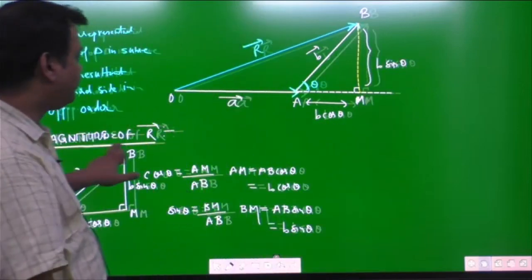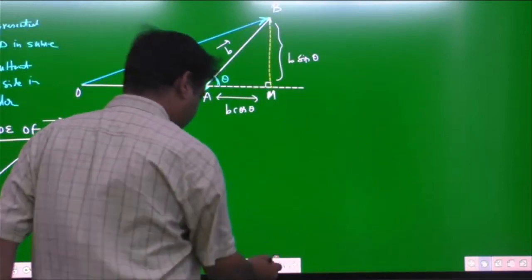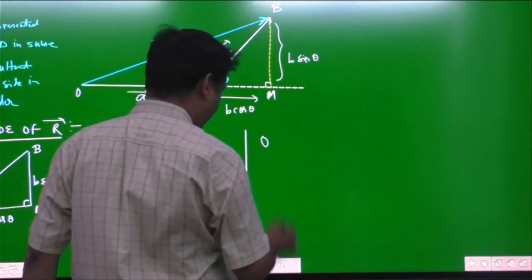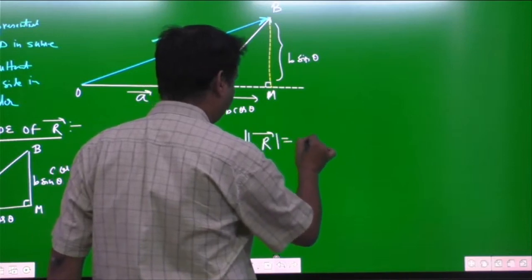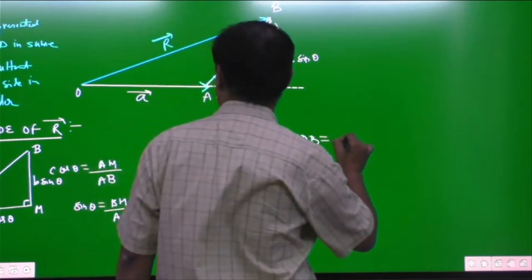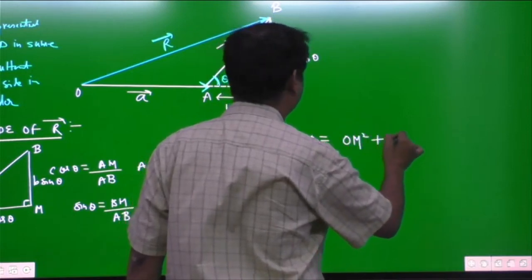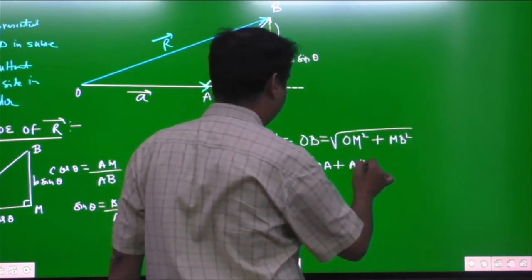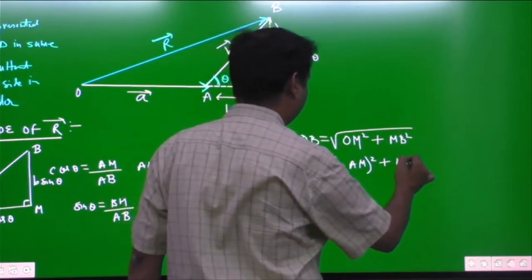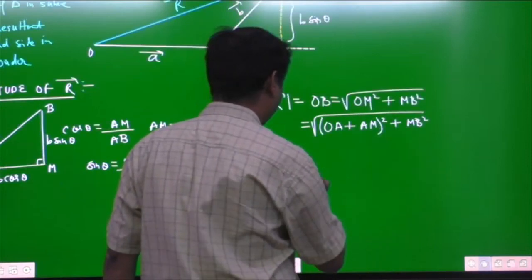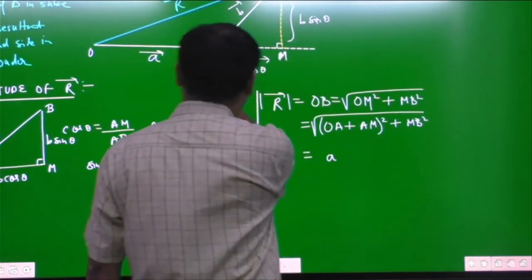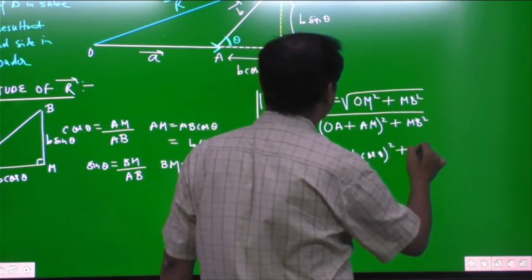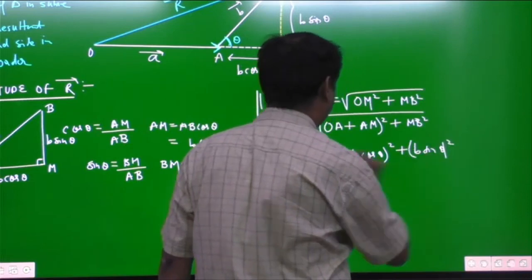Got it? Now I'm finding the magnitude of R. Magnitude means geometrically I have to calculate the length of the side representing the vector, that is OB. So vector R modulus means the length of the line OB. In the right angle triangle, it will be the square root of OM square plus MB square. So it will be the square root of OA plus AM whole square plus MB square. Now what is OA? A, simply A, not vector A. It is the length, magnitude, plus what is AM? B cos theta whole square plus what is MB? B sin theta whole square, all under root.